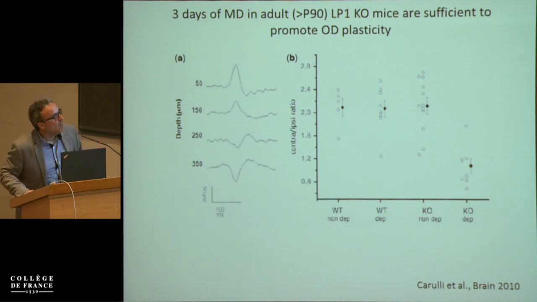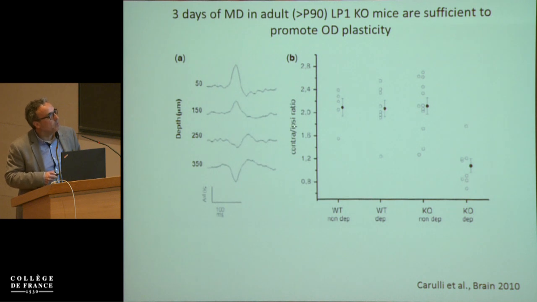When we analyzed plasticity in the adult visual cortex of these animals, we could see that if you do monocular deprivation in the knockout, you get a reduction of this index, which is basically a plasticity index, meaning that you have plasticity in the adult animal, while you don't have plasticity if you deprive a wild-type animal.